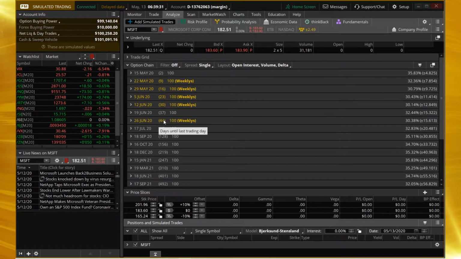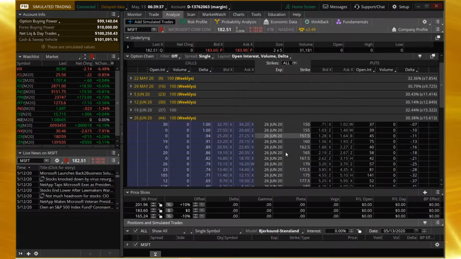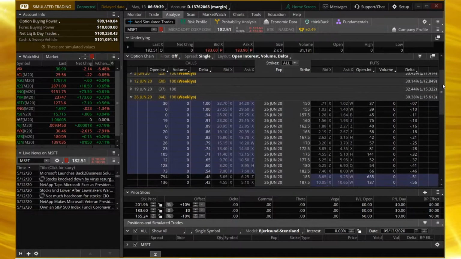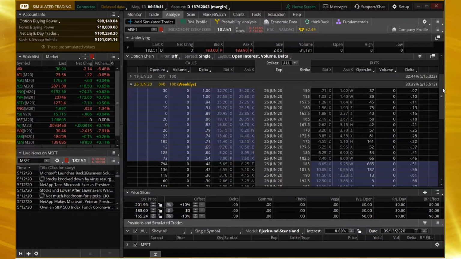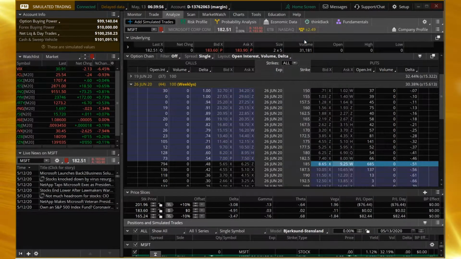But we'll see. So I'm going to open these guys up, the June weeklies with 44 days to expiration at this time. And I'm going to scroll on down here in the puts. We're looking at a 185 is going to be our long leg, and then the 180. So we're going to do a $5 wide. So I'm going to right click anywhere here on the bid or ask. It doesn't matter. And I'm going to choose Analyze Buy Trade and go to Vertical.